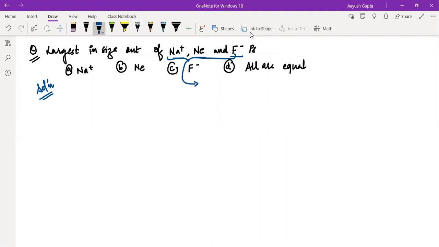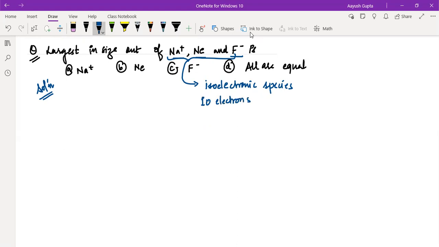Isoelectronic species are those species which have the same number of electrons. These are isoelectronic species. So if they have the same number of electrons, then how many electrons do they have? All these species have 10 electrons.